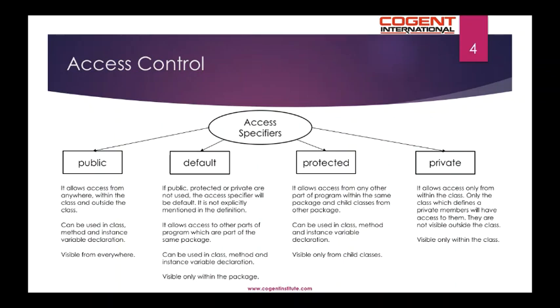Default access specifier: if public, protected, or private are not used, the access specifier will be default. It is not explicitly mentioned in the definition. It allows access to other parts of the program which are part of the same package. It can be used in class, method, and instance variable declaration. It's visible only within the package.